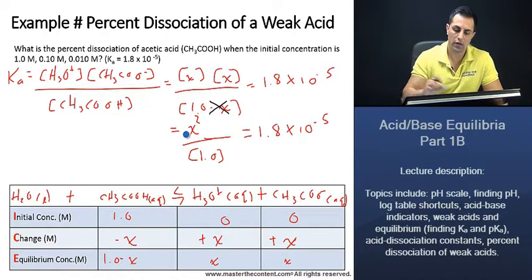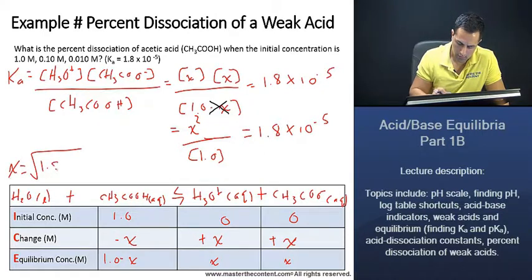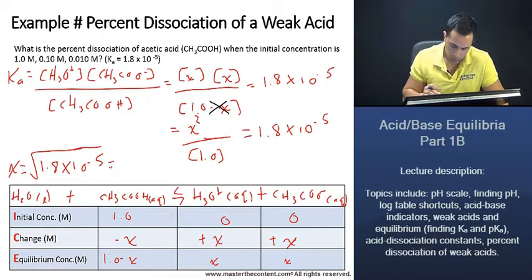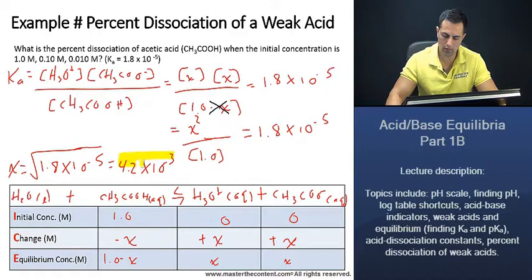Now let's go ahead and just solve for x. Once you isolate x, you get the following: 1.8 times the square root of 1.8 times 10 to the power of negative 5, giving us a value of 4.2 times 10 to the power of negative 3. Okay, great. Let me just highlight that because we did write down a lot of stuff. So that is the value of x there.